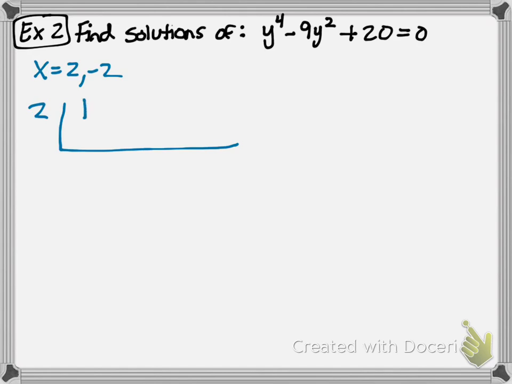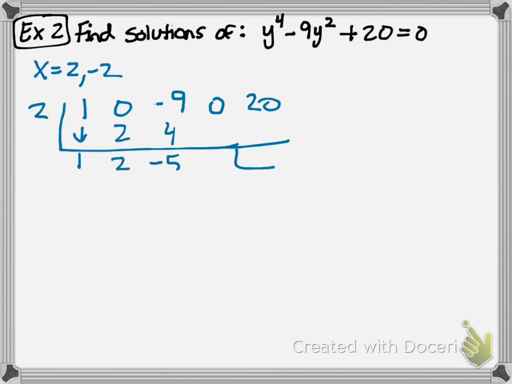So I have 1y to the 4th. I'm missing y cubed, so I need to have a 0 there. I have negative 9y squared. I'm missing y, so I need another 0. And then I have a 20. So synthetic division, bring down our 1. 2 times 1 is 2. 2 times 2 is 4. 2 times negative 5 is negative 10. 2 times negative 10 is negative 20, which gives me a remainder of 0.